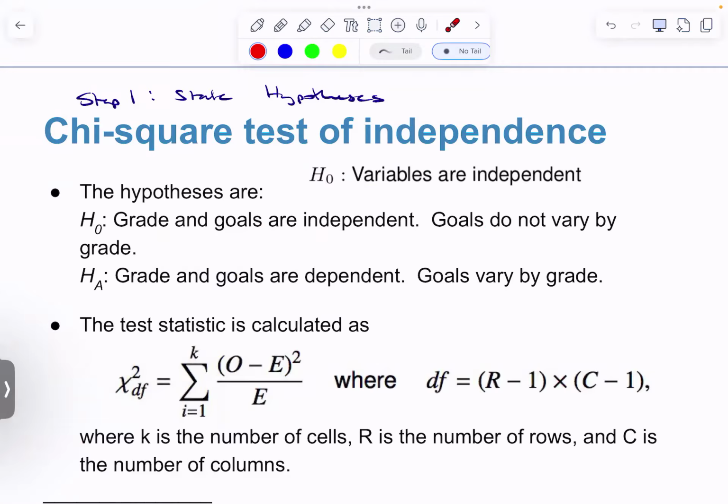You could, in theory, say grade does not vary by goals, but there's kind of an inherent natural relationship that goals do not vary by grade. Technically, I wouldn't be upset if you mix them up, but it just doesn't really make sense to think about. And so for me, I would be happy if you just said grade and goals are independent, right? A question specific version of the null hypothesis on your formula sheet.